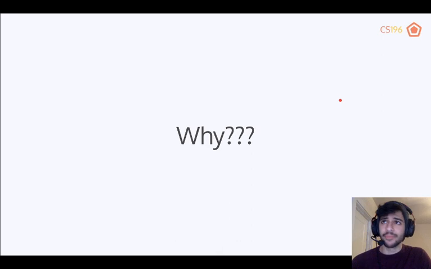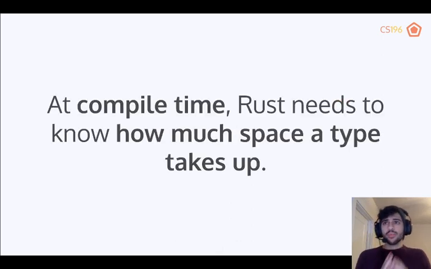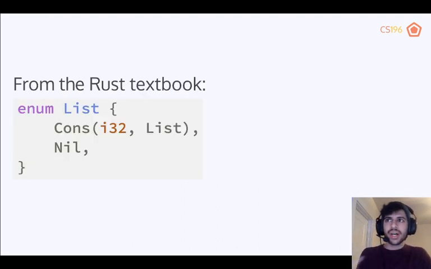Why is that? Well, a very important thing is that at compile time, Rust needs to know how much space a type will take up. And what I mean by space is, with an integer, we know that it'll take 32 bits at compile time. We know that that's not really going to change. So at compile time, Rust needs to know how large a type is, and that goes for these structs as well.